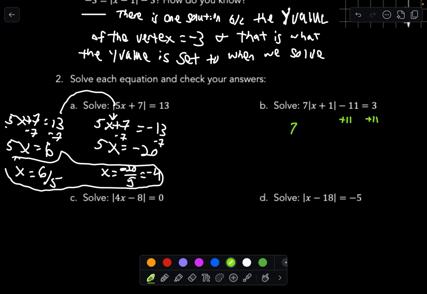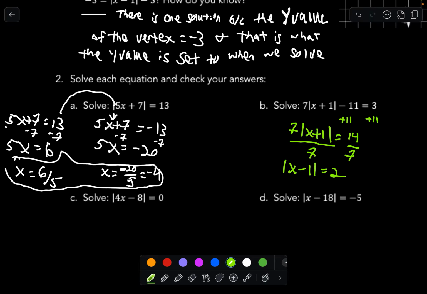Then we get 7 absolute value of x plus 1 equals 14. Now to get rid of the 7 multiplying the absolute value, we're going to divide by 7. And now you're going to get absolute value of x plus 1 equals 2. Now we can write two equations.